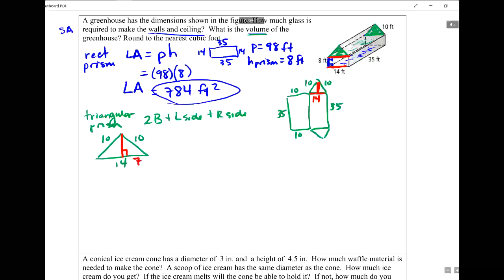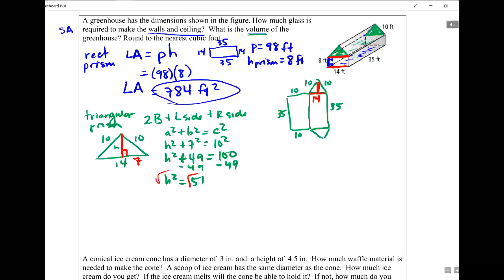This becomes 7. I see Pythagorean theorem, a squared plus b squared equals c squared. So we're looking for height. Don't forget we're only using half of that base. So 7 squared plus h squared equals 10 squared. Subtract 49 from both sides, and h squared is 51. So we know that we need to square root. So height equals the square root of 51. It's really the best we're going to do on that.